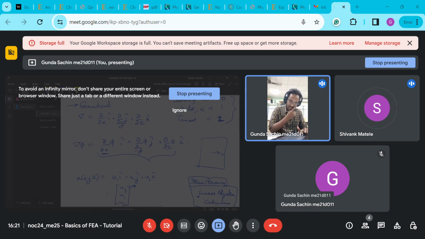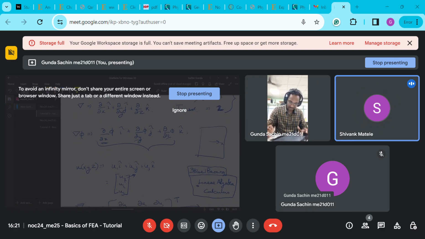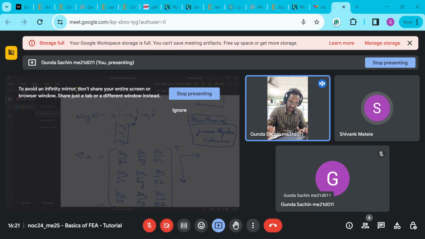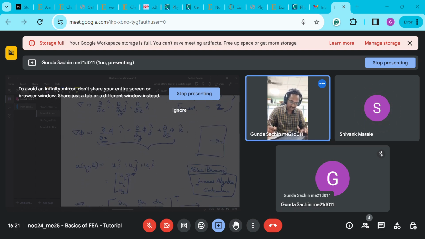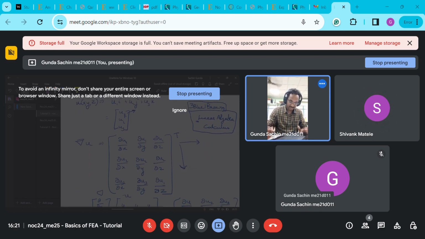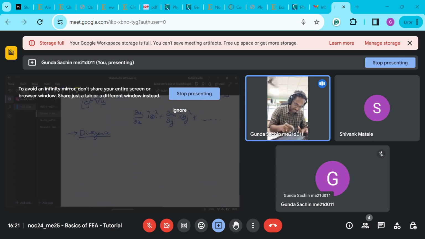So gradient is fine, right? So it gives the variation in those corresponding directions, and it increases the order of this thing by one.